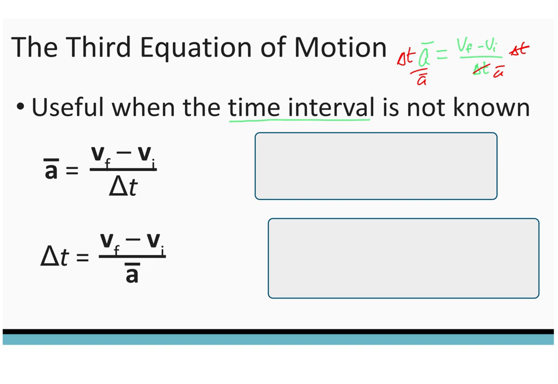Acceleration yields this one. This is the first one on there. Change in time is the same thing as your final velocity minus your initial velocity divided by your average acceleration. So that's one thing you can do to find time. If you have your two velocities and your acceleration, you can find time that way. All right.